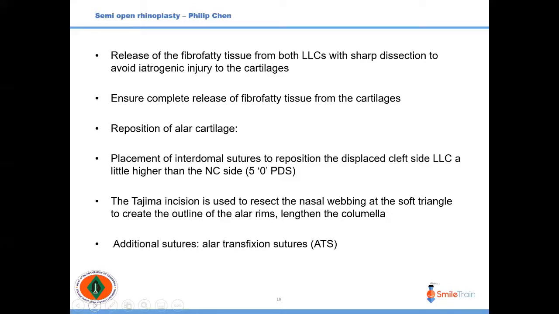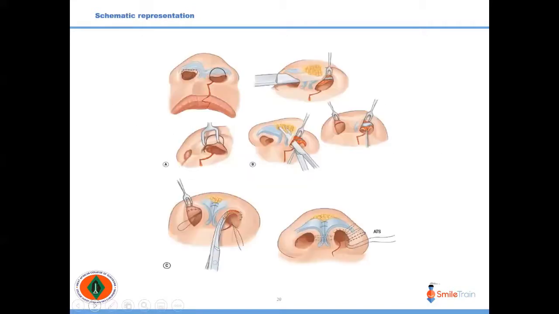nasal webbing, if there is any, and also to create the outline of the alar rim to resemble the anatomic original position, or what we describe as a seagull in gentle flight. This technique also allows you to lengthen the columella. Additional sutures that are put in are called the alar transfixing sutures, which are also incorporated in all other rhinoplasties.